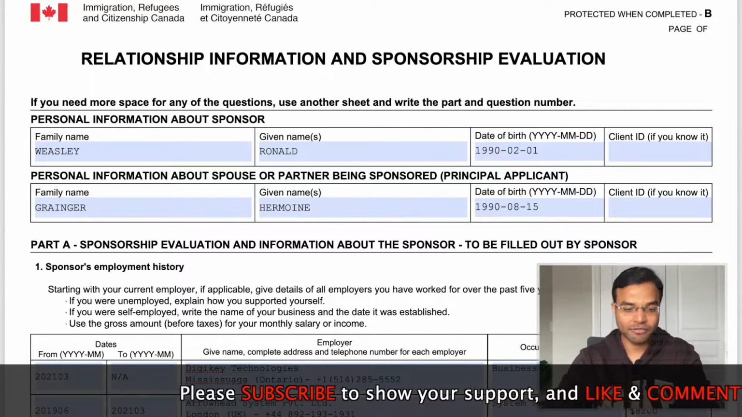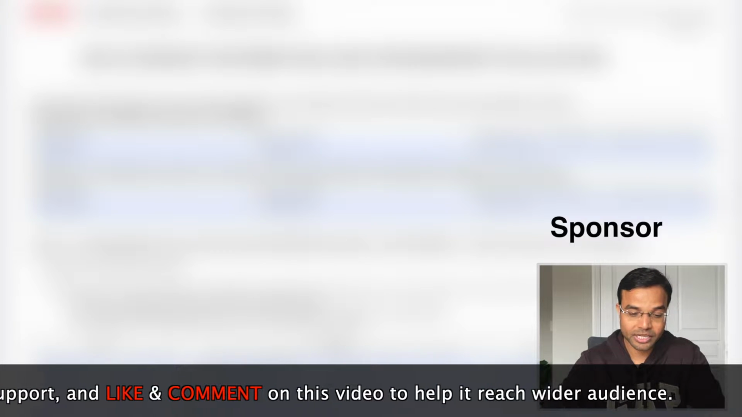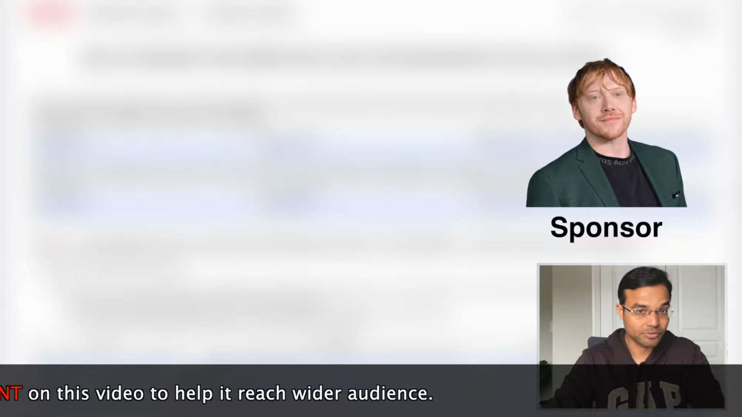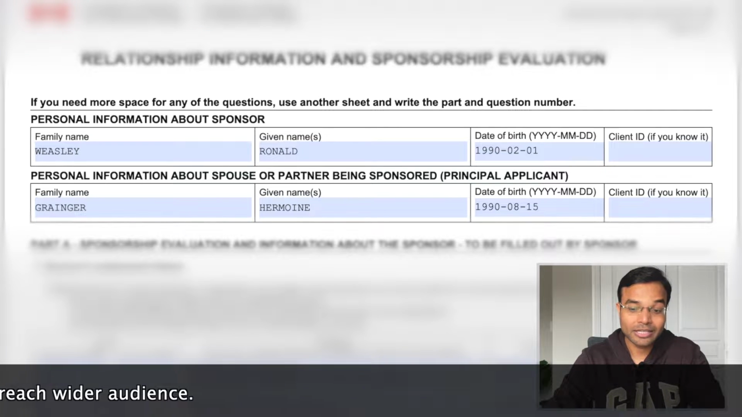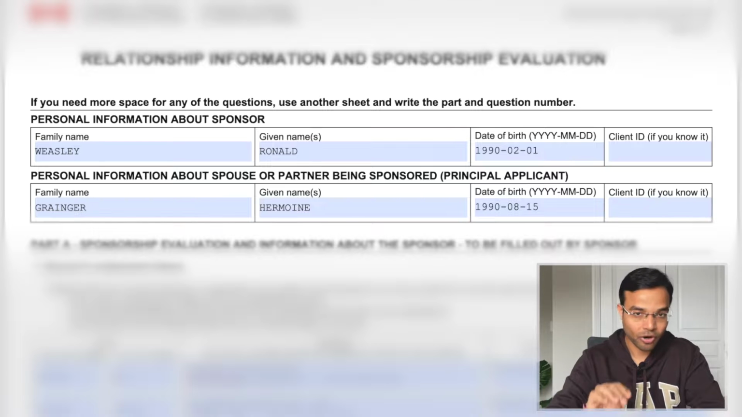For now, the first question is personal information about the sponsor. In this case, I'm using a fictitious character called Ronald Weasley, who is the sponsor. There's a date of birth and the client ID, if you know it. There are people who have been asking, hey, I do not have the client ID, what if the form gets rejected? That's not going to happen. If you do not have the client ID, just pass it. In fact, write not applicable in your case and then move on.